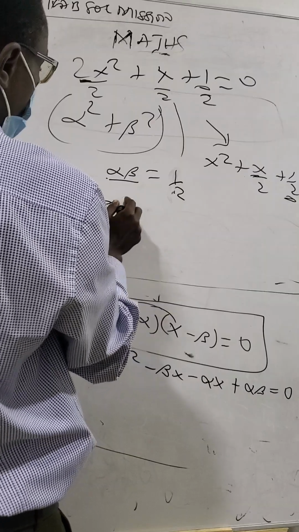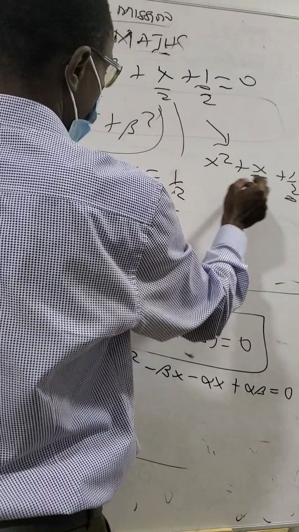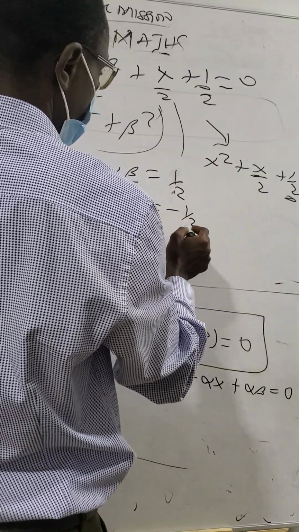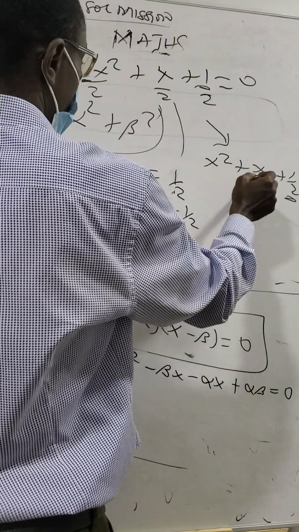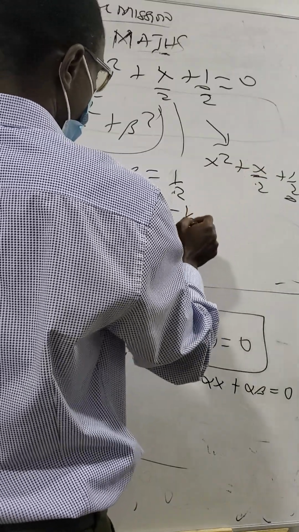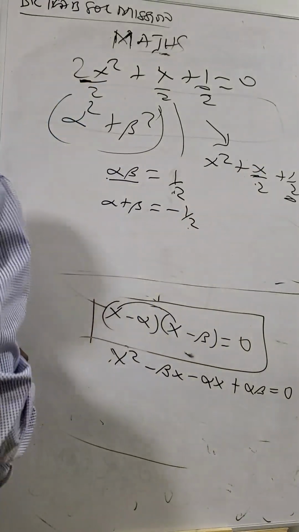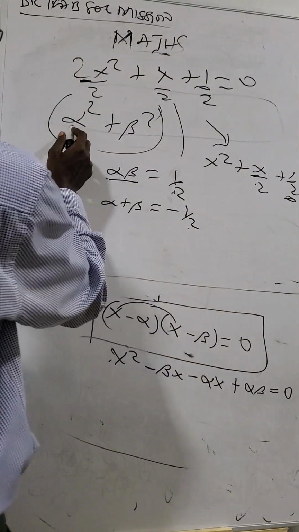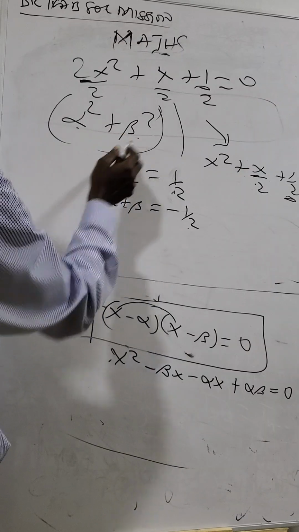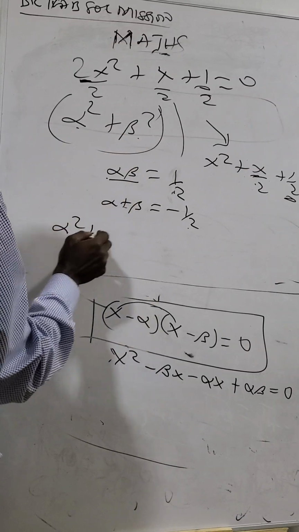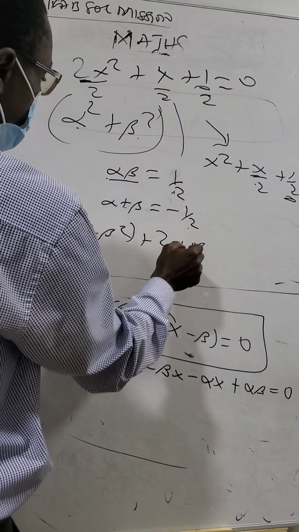And then alpha plus beta is equal to what? Negative half, because it's always the opposite of the coefficient. It should have been half, but because it's the opposite, we negate it, and there it is. So if you are asked to find alpha squared, we have the expression alpha squared plus beta squared plus 2 alpha beta.